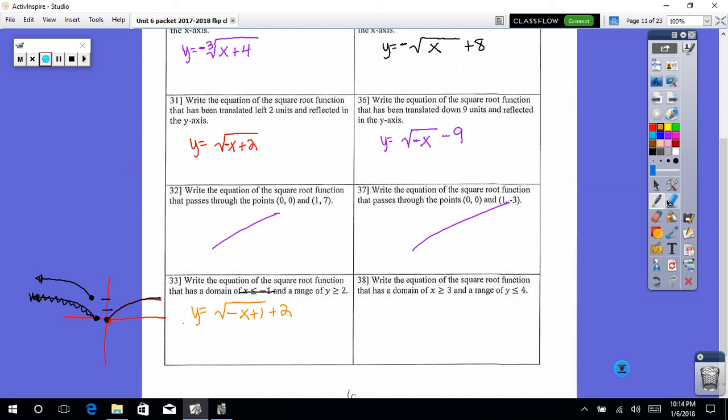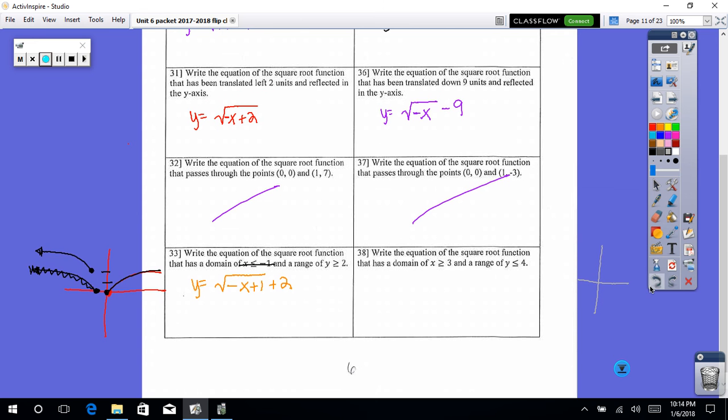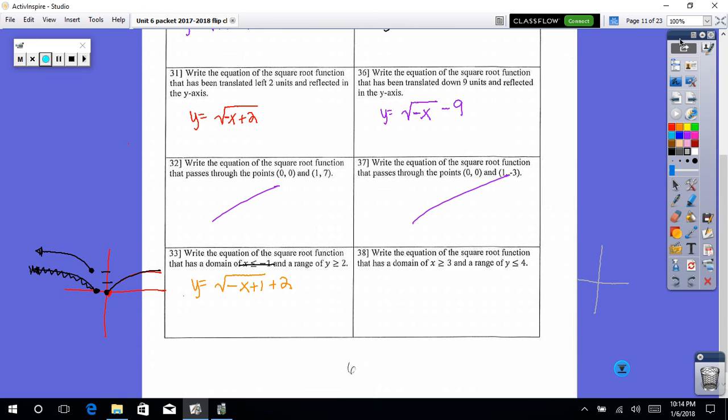Okay, same thing for 38. We're going to have to think, sketch ourselves a picture. Okay, here's my graph, a really bad graph. And here's my original right there at 0, 0. Write the equation of a square root function whose domain is x is greater than 3. Okay, so I'm going to move him to 3. 1, 2, 3. And greater than means I want it to stay going this direction.